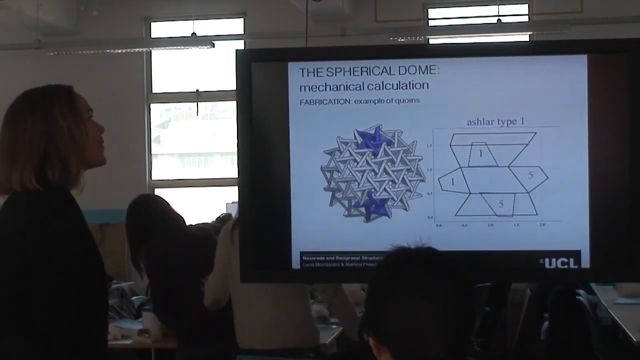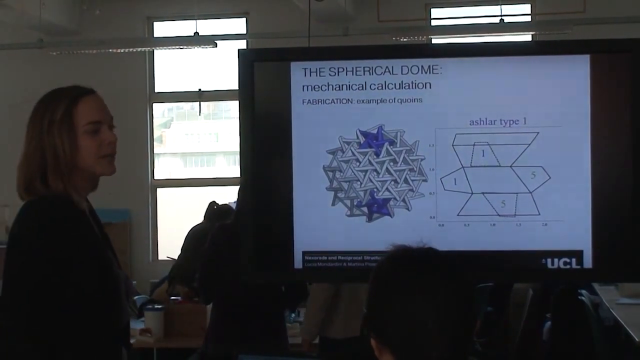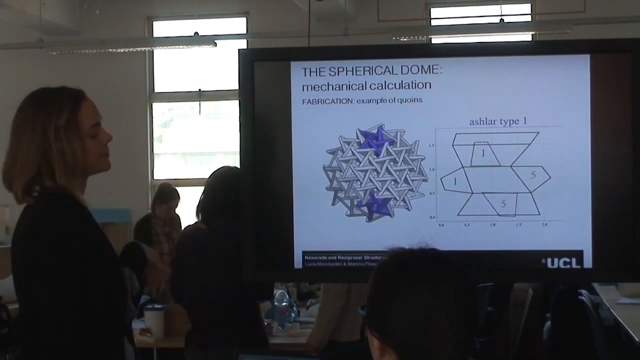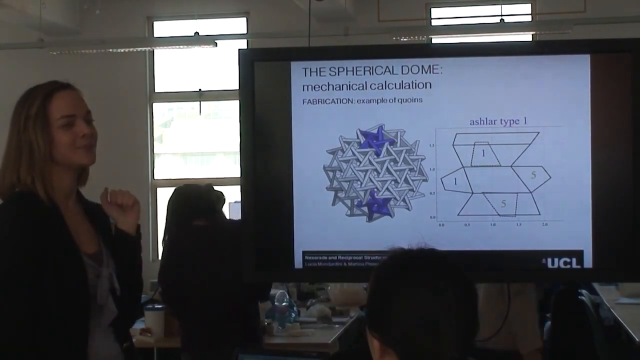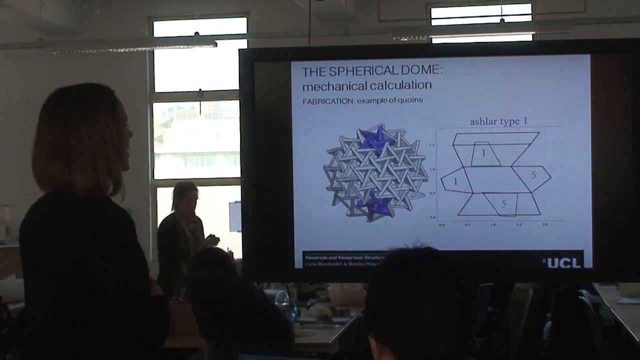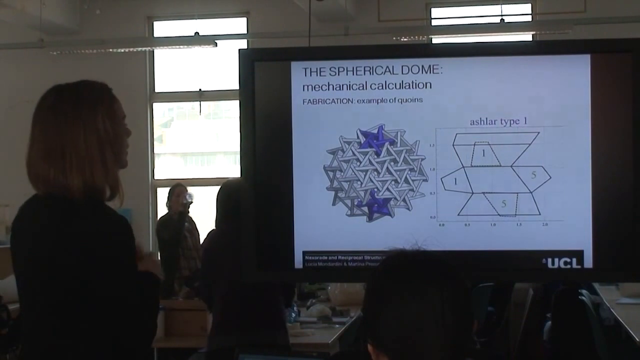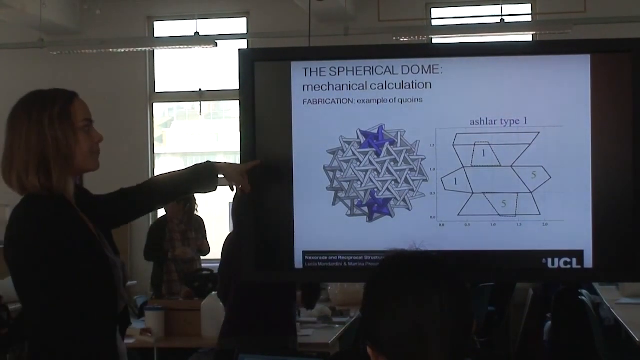Here's an example of the fabrication output you can obtain in Mathematica. So in Mathematica, you can realize everything, that's why it is important to know how to use it. For example, this is an example of the fabrication output of a family of ashlar.